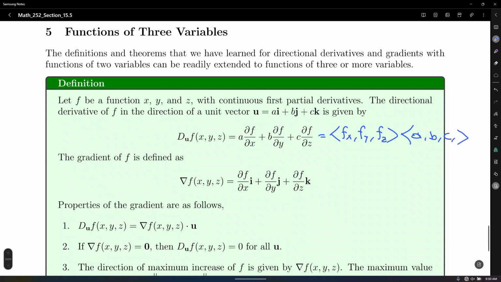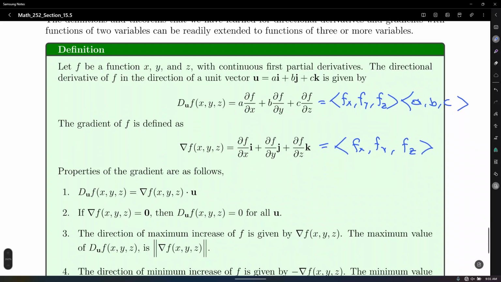I know at the beginning of the section we denoted this vector with u1, u2. Well, technically we should use u3. Doesn't matter. In the end, as long as you know for sure this vector is a unit vector, use your favorite letters. That's fine. All right. And the gradient will be simply a vector that contains the partial derivatives with respect to x, with respect to y, and with respect to z.